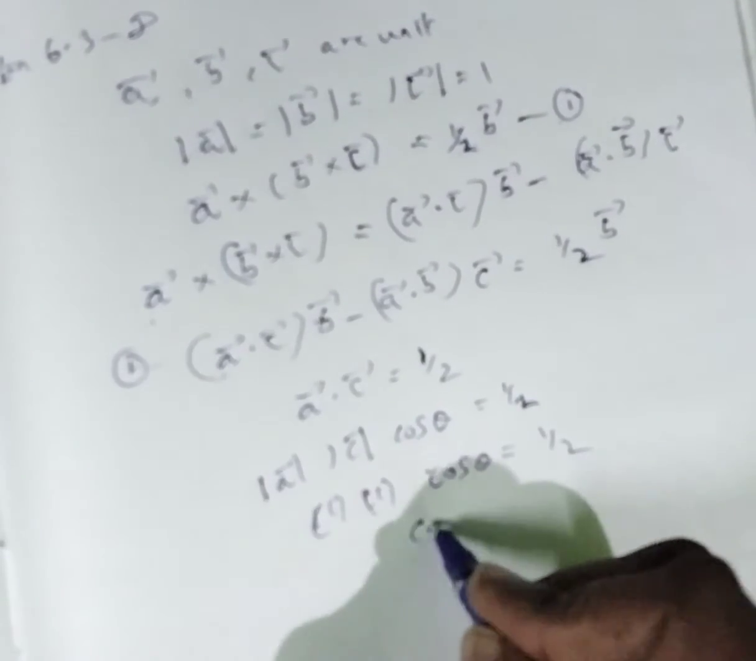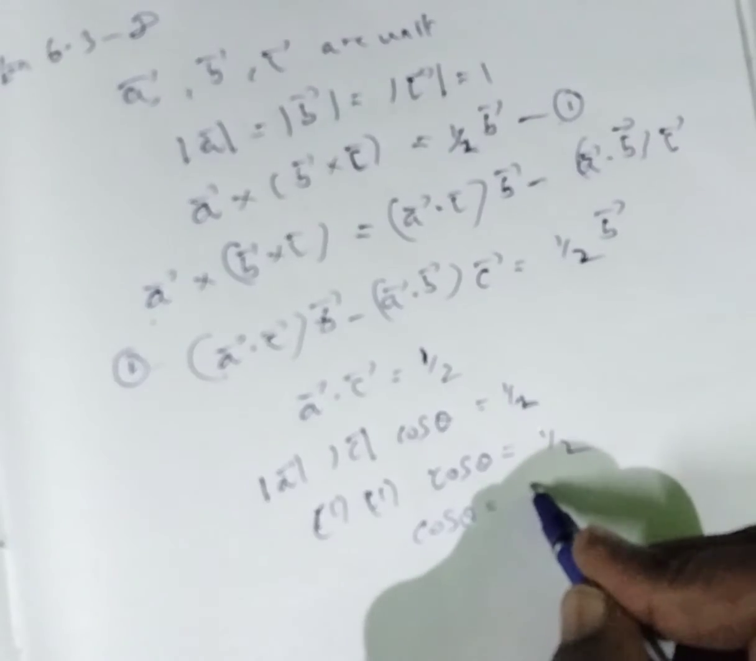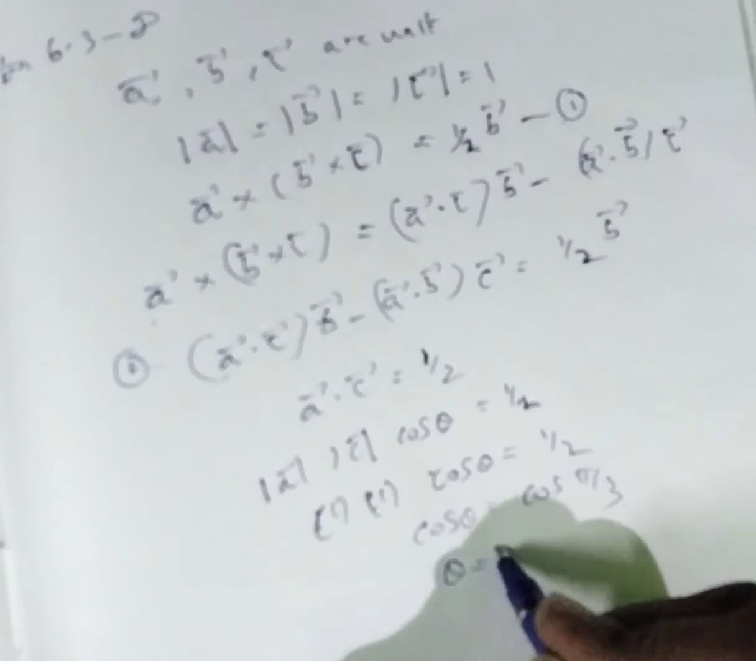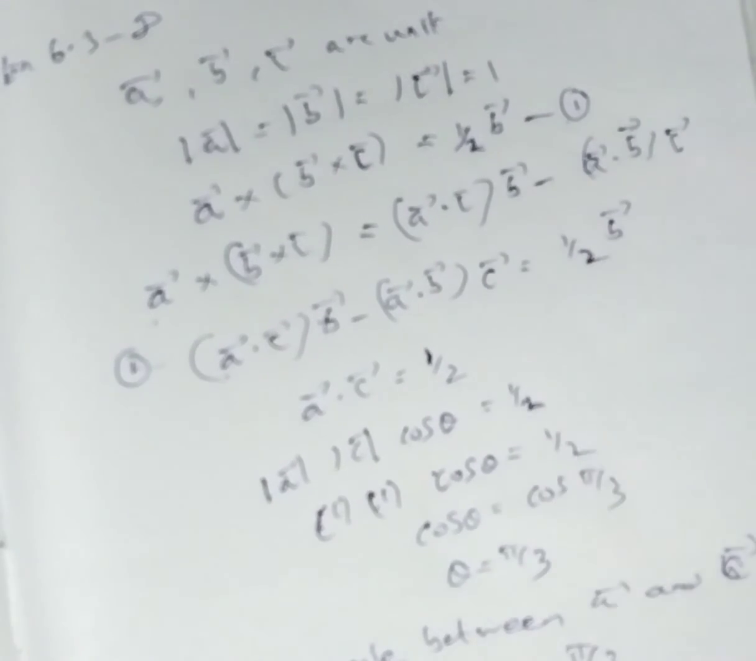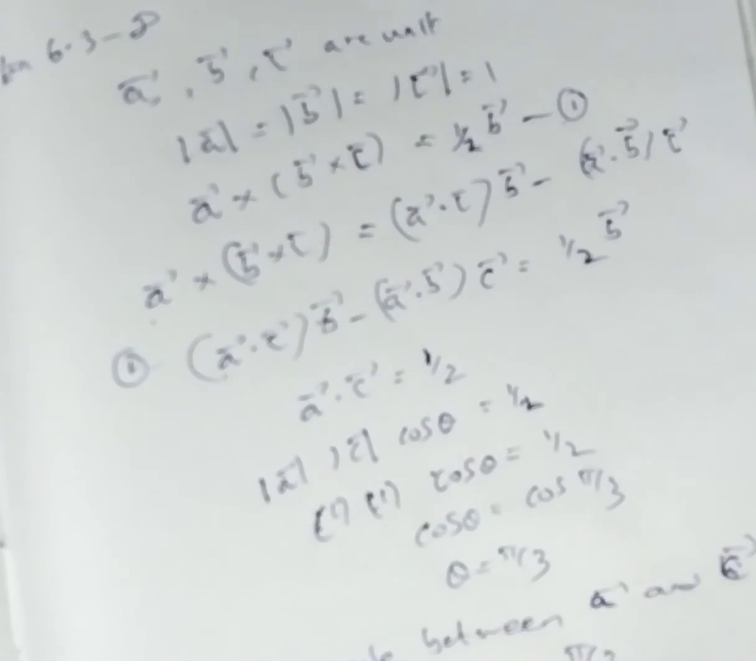Now we can write cos theta equals 1 by 2 in terms of cos as cos pi by 3. Then theta equals pi by 3. From there we come to the conclusion that the angle between the A vector and C vector is pi by 3. So they asked for the angle between the A and C vectors, and the angle between A vector and C vector equals pi by 3.